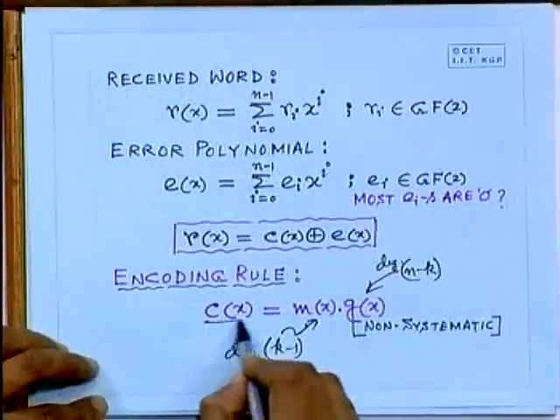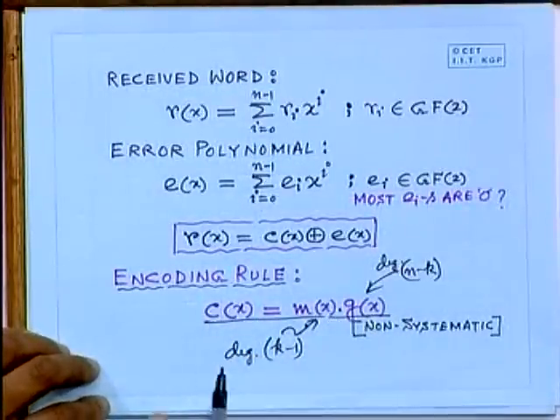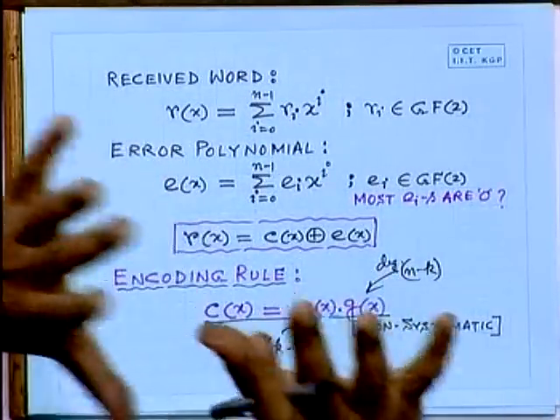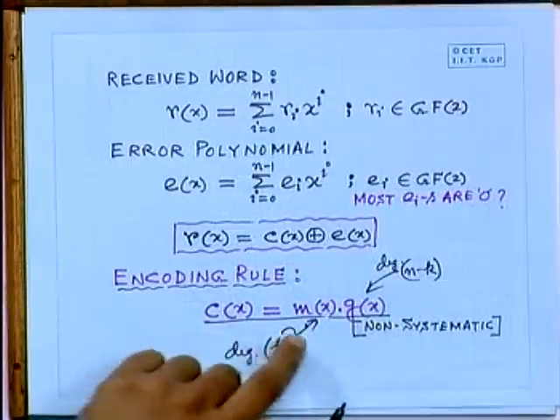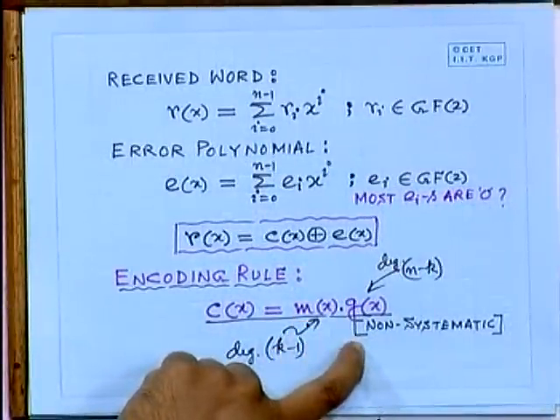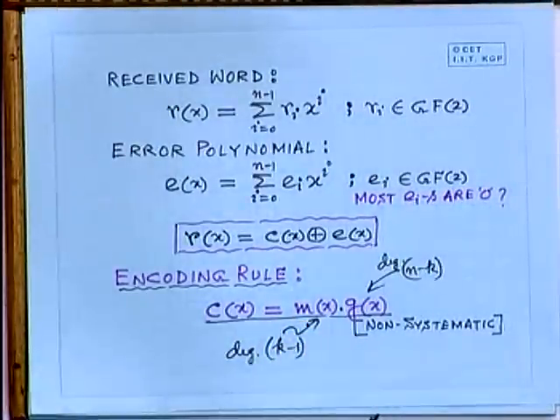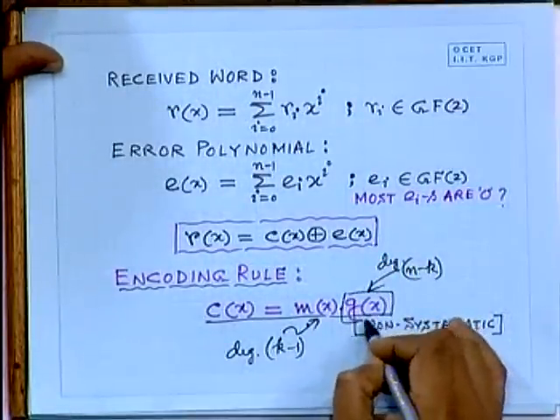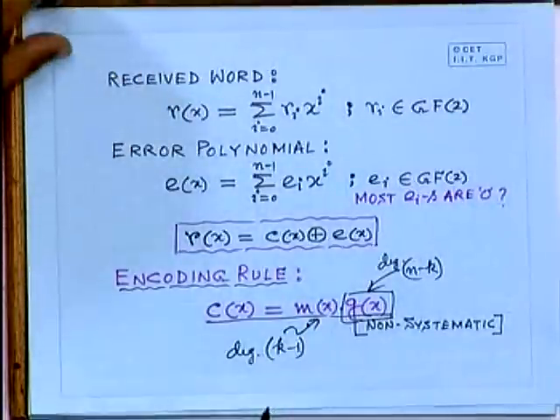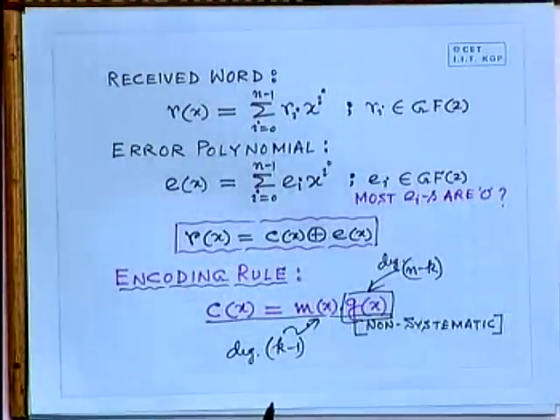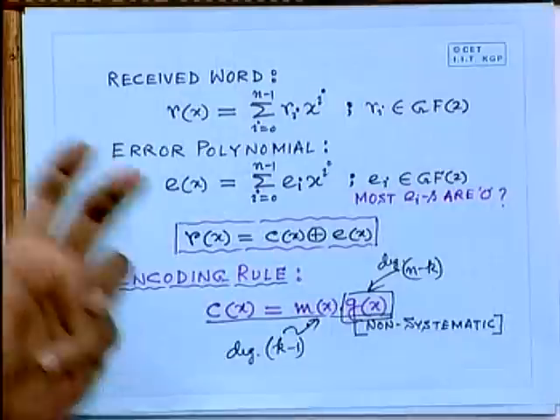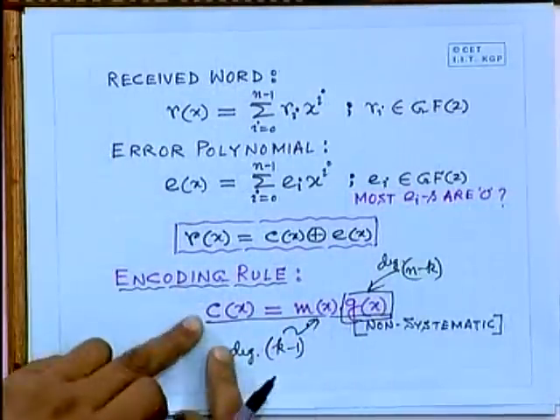So one popular encoding scheme is straight away polynomial multiplication, within the definition of that finite field, of the message polynomial with the generator polynomial. Given the message polynomial, you multiply it with the generator polynomial, which is the characteristic feature of that particular code. If you are going for Hamming code, I shall give you one particular generator polynomial. Take any message polynomial, multiply it by the same gx, and you get the corresponding code word.